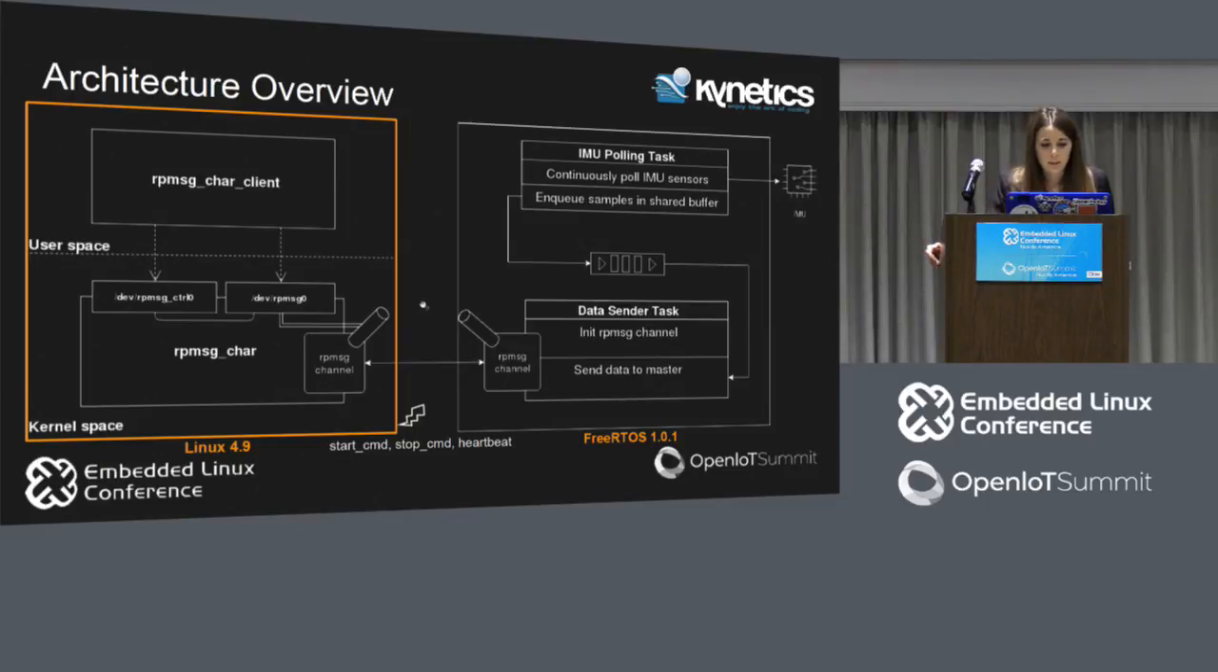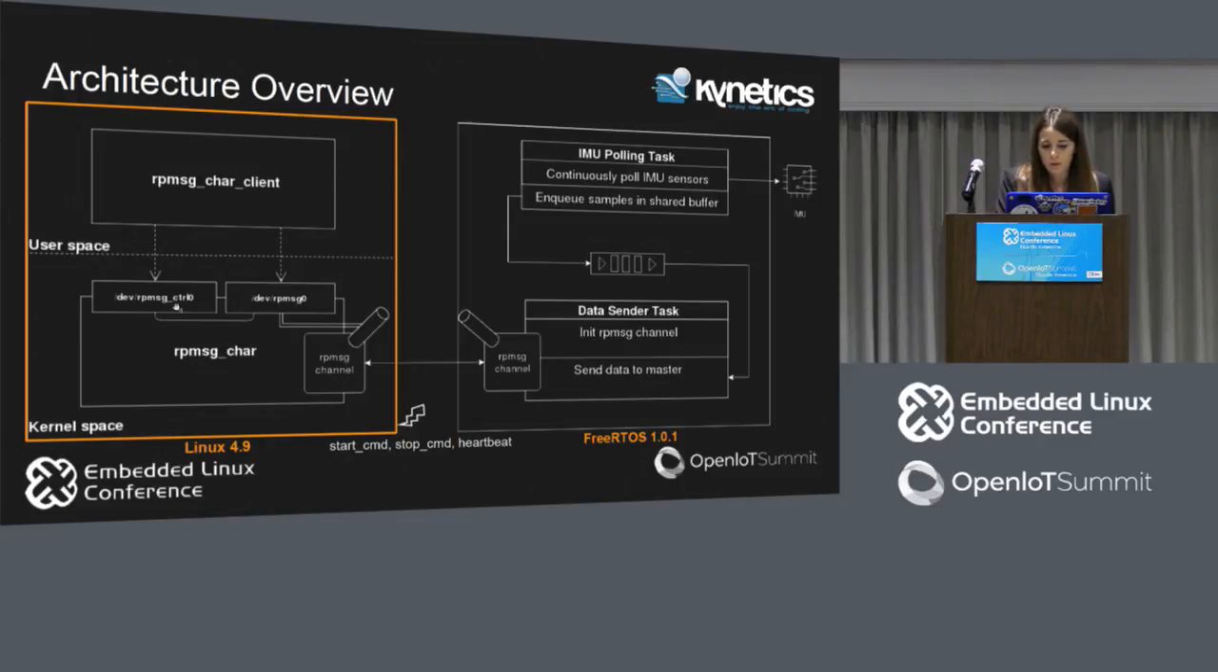And on the right side, we have the Linux side, so our master core, which is running Linux. We can see the RPMsg char kernel driver, which exports our endpoint data as character devices. And finally, we have our user space application that interacts with the character devices to read data and dump data on a text file.